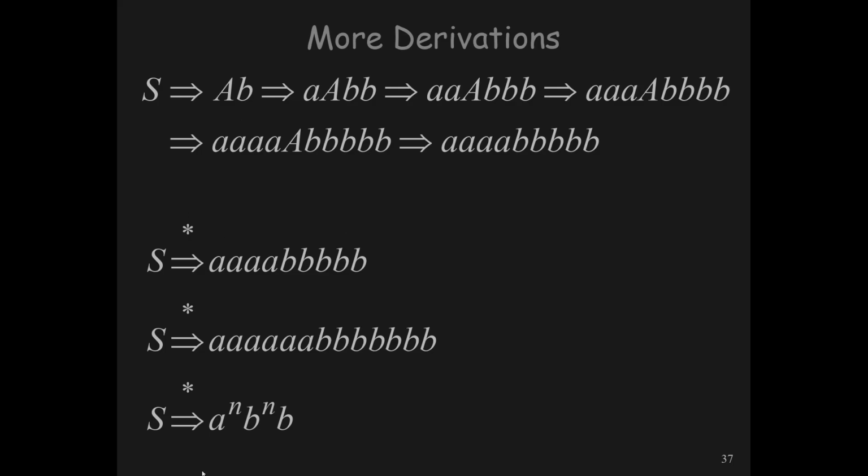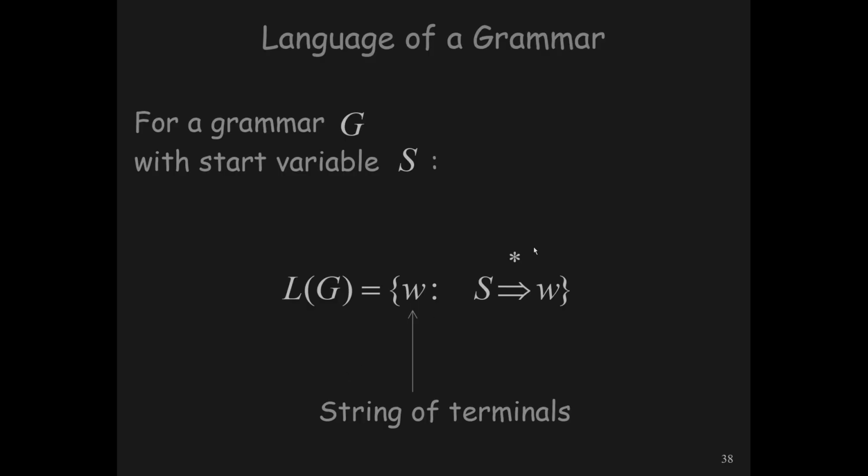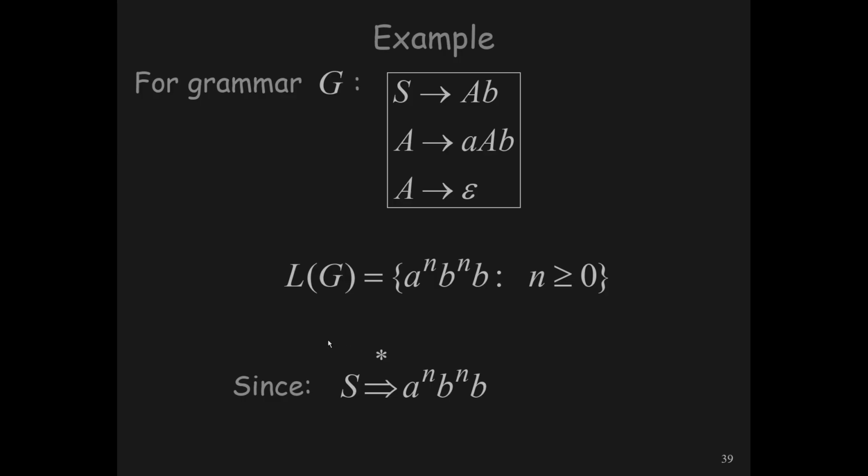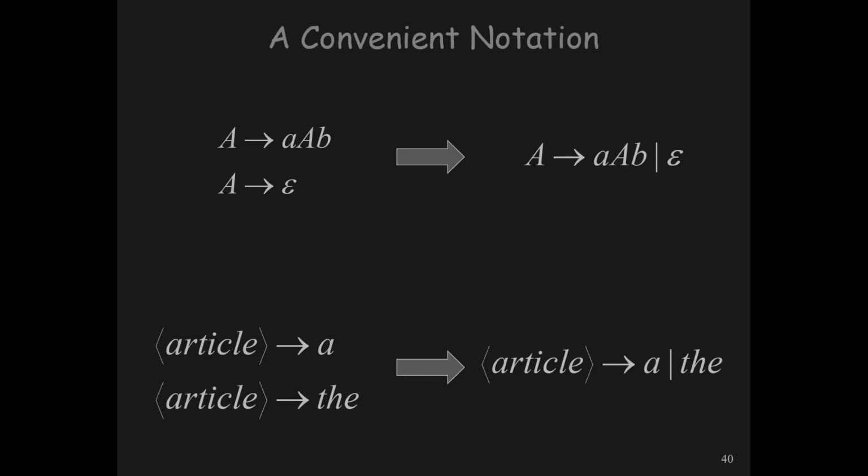Anyways, this is the general form of the strings that are generated by this language, a^n b^n b, or you can say a^n b^(n+1). Moving on, if you put L parentheses G, then that's the set of all possible strings generated by the grammar, starting with the starting variable, right?